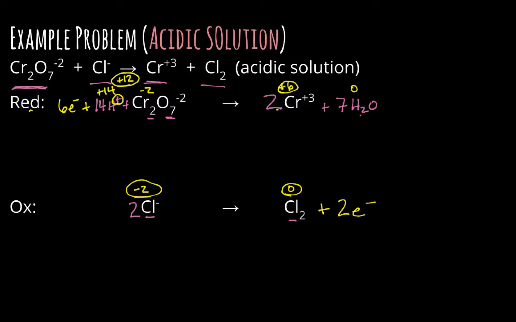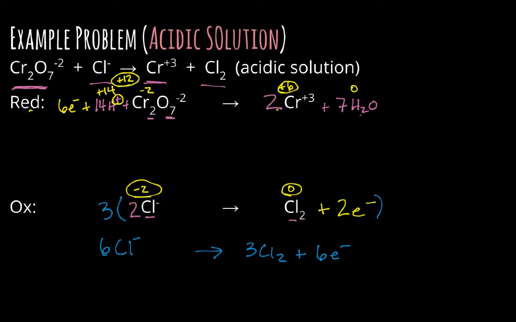So then once I've done that, before I can add them back together, I have to make sure that the electrons cancel out. So right now I have 6 electrons in the reduction reaction. I only have 2 in the oxidation. So that means I have to multiply the reaction by some value so that the electrons cancel out. So that means this whole reaction is going to get multiplied by 3. So I have now 6 Cl minuses, and that gives me 3 Cl2 plus 6 electrons. Okay, so that's my overall for that one.